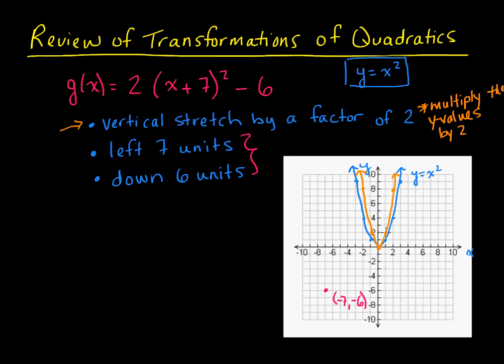This next key point, again, we're going to take to the left 7 units and down 6. So it ends up here. Same with this point, to the left 7 units, down 6. Right here. Okay, we draw in our parabola, and make sure we label with the equation. So this is g(x) = 2(x + 7)^2 - 6.